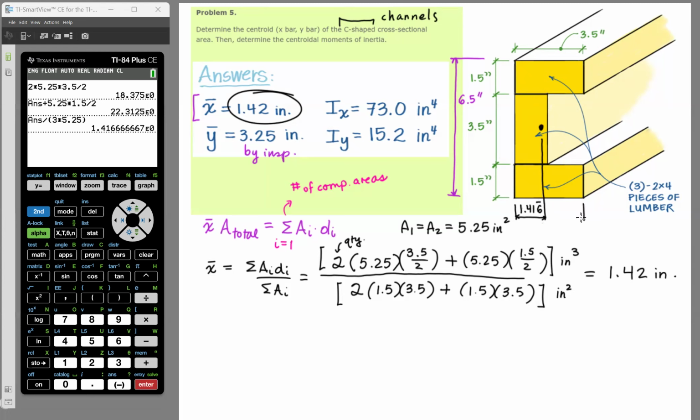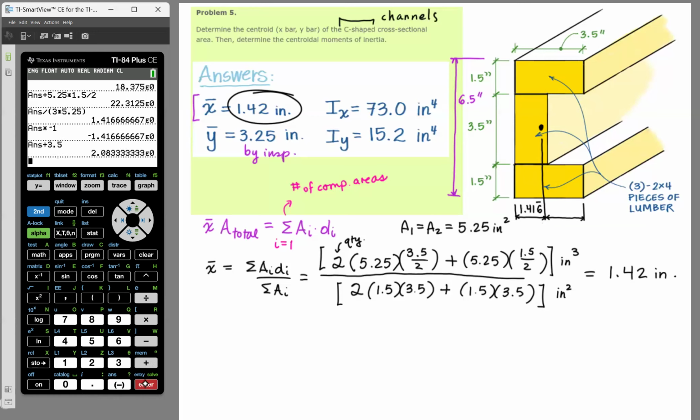And while I've got that number in my calculator, I'm going to go ahead and multiply by -1 and then add 3.5 so that I can get this little chunk here, 2.083 bar. Okay, because I know that information is going to be useful to me as I go into the next stage of the problem.